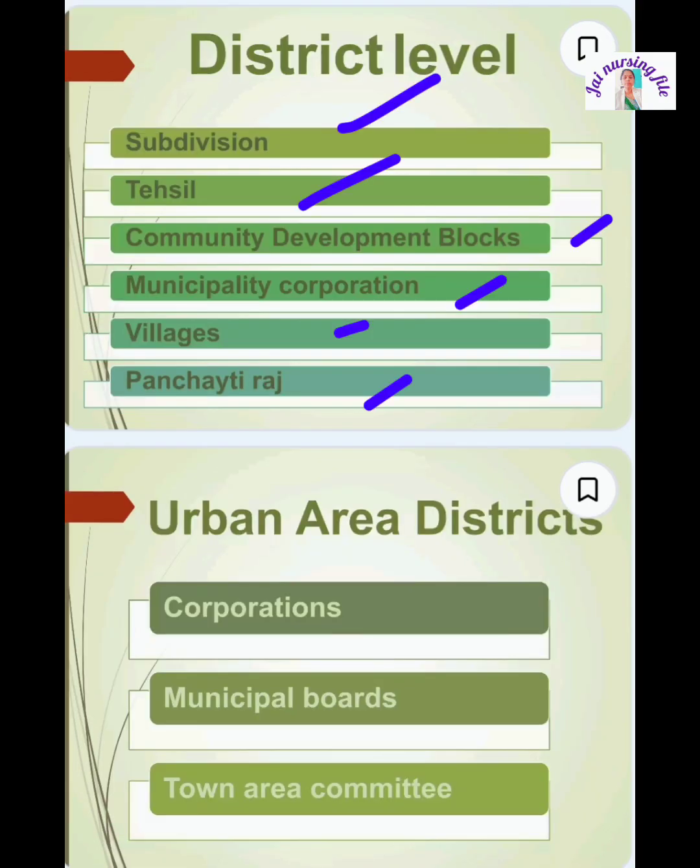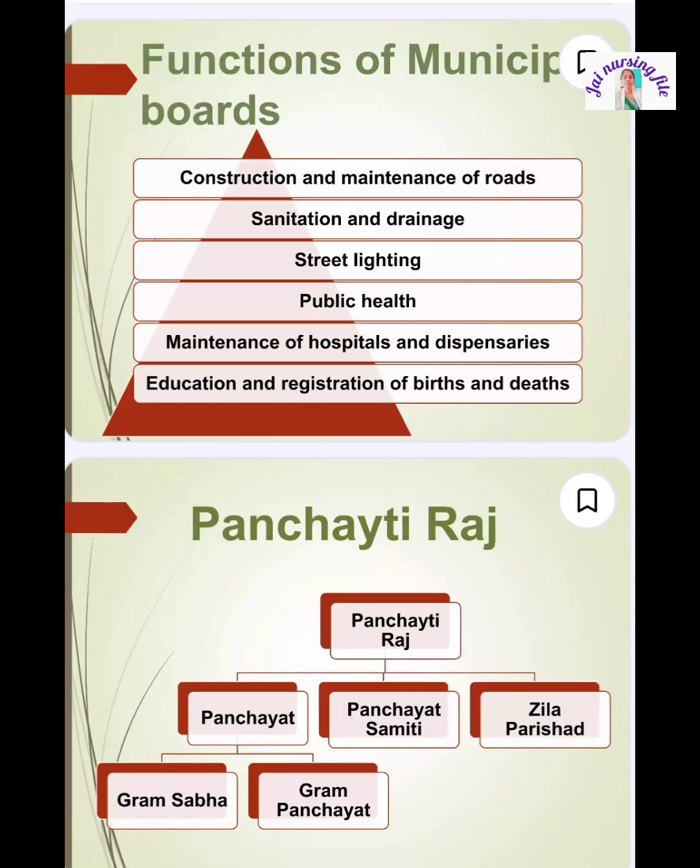The next, third one, district level, you have subdivision, tahsil, community development block, municipality corporation, and then village level and panchayat. So if you see the urban area district, so you'll be having a corporation, municipal board, town area committee. Function of municipal board. So what are the functions they will do? Construction and maintenance of road, then sanitation and drainage, and then street lighting, and then public health, and then maintenance of hospital and dispensaries, and then education, and then registration of birth and death.